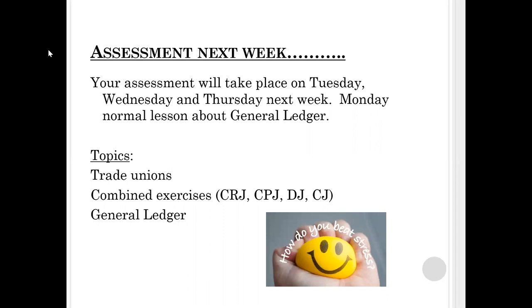Right, then in the meantime, about the assessment of next week. Okay, it is saying that your assessment will take place on Tuesday, Wednesday, and Thursday next week. Monday, normal lesson about general ledger. Okay. So let's first take that, okay?